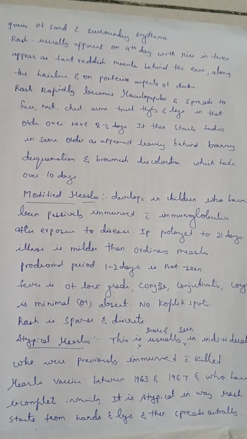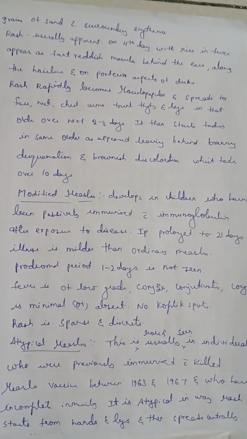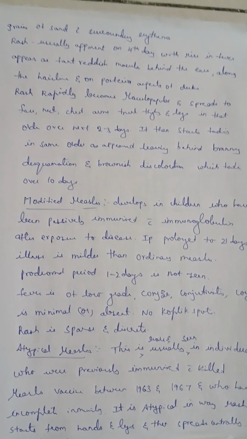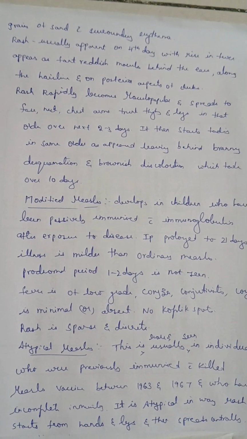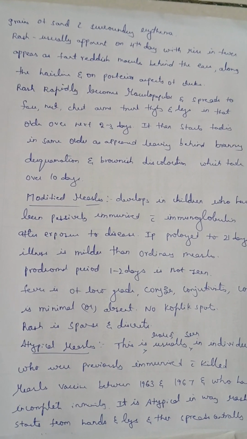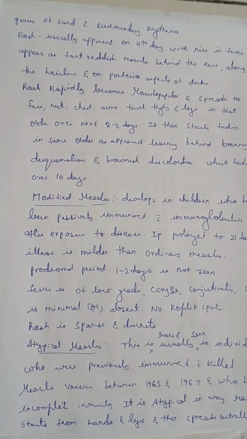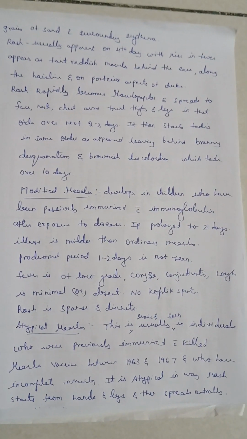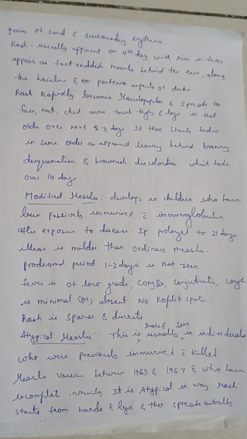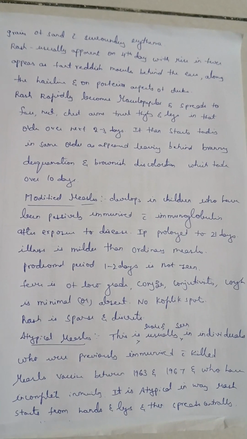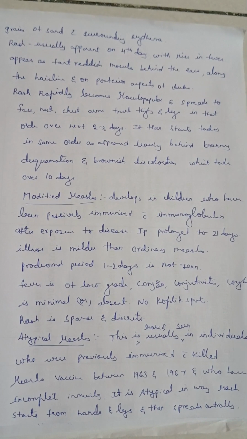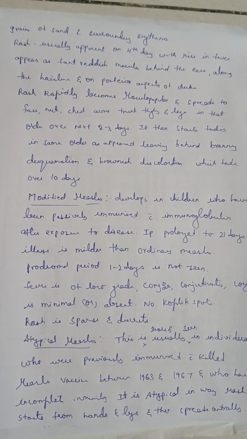We come across two other terms in measles. One is modified measles, which is usually seen in children who have been passively immunized with immunoglobulin after exposure to the disease. The susceptible contacts, meaning those exposed to the diseased individual, are immunized with immunoglobulin after exposure. In this, the incubation period is prolonged to 21 days.